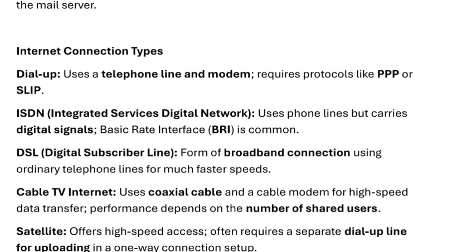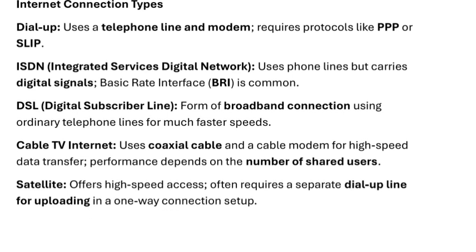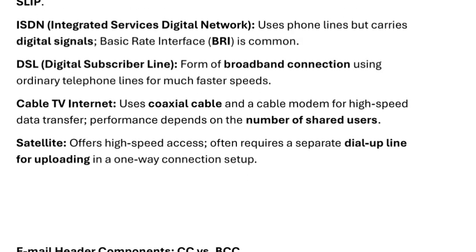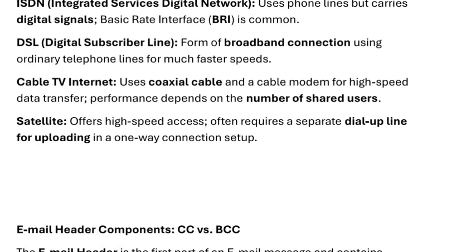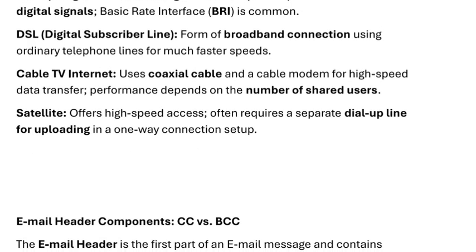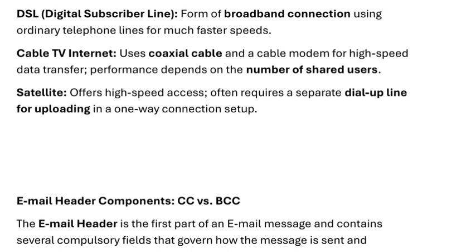Internet connection types: dial-up, uses a telephone line and modem, requires protocols like PPP or SLIP. ISDN, Integrated Services Digital Network, uses phone lines but carries digital signals. Basic Rate Interface, BRI, is common. DSL, Digital Subscriber Line, form of broadband connection using ordinary telephone lines for much faster speeds.